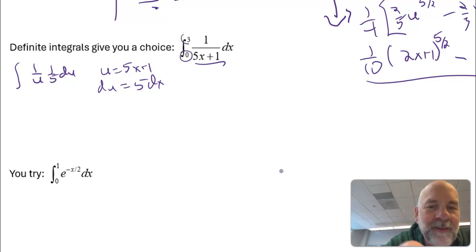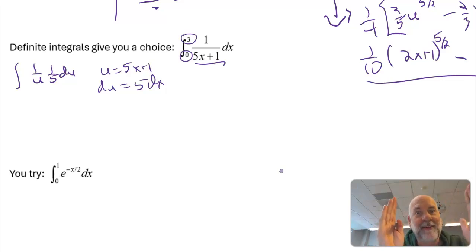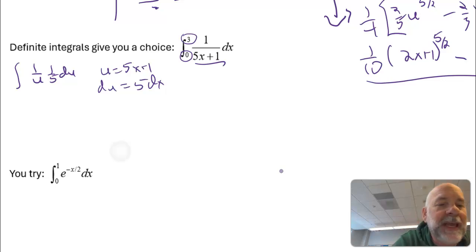That's the bounds. These stand for x values. We're going from x equals 0 to x equals 3 and finding the area under this curve. Well, now we're not using x's anymore. We're doing u's. So we can't put a 0 and a 3 there. We can't know that it's 0 and 3 because those were x values, not u values. So if I want to switch it to u's, I have to switch everything to u's. And so how do I do that?